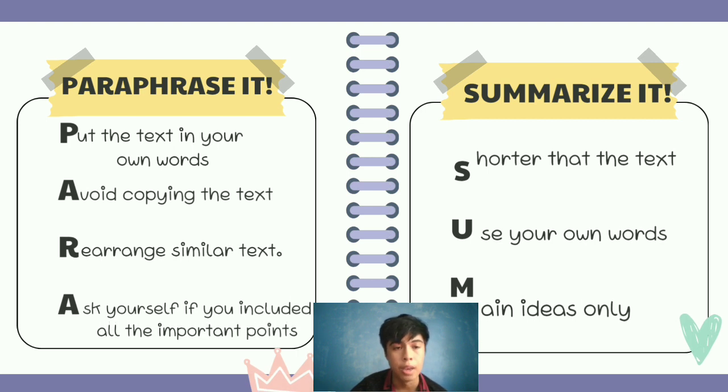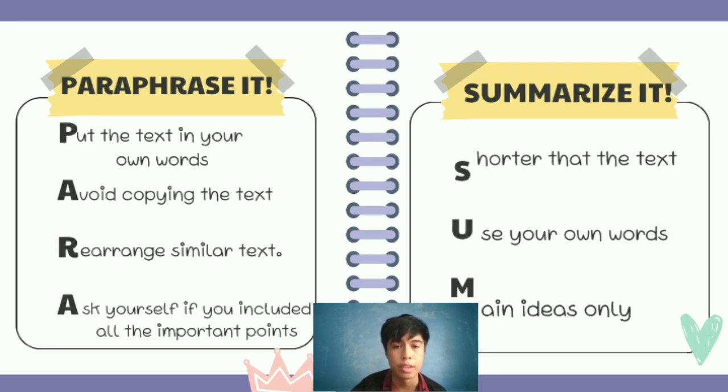SUM. S stands for shorter than the text. Your summary should be considerably shorter than the source. You are hoping to create an overview, therefore, you need not include every repetition of a point or every supporting detail. U stands for use your own words. A summary should be written in your own words to avoid plagiarism by paraphrasing the author's ideas.